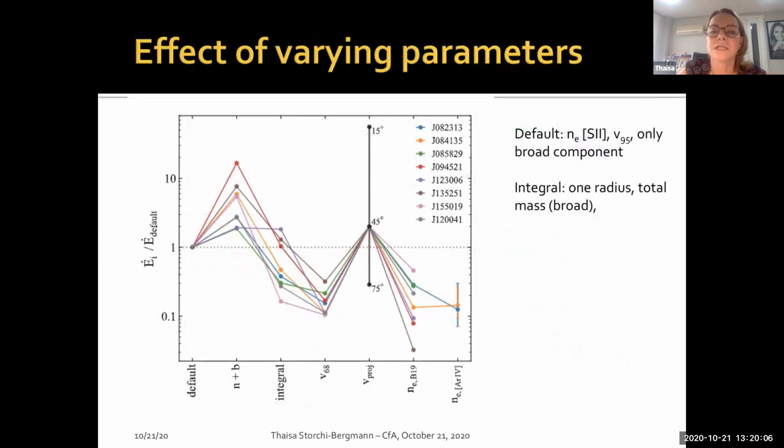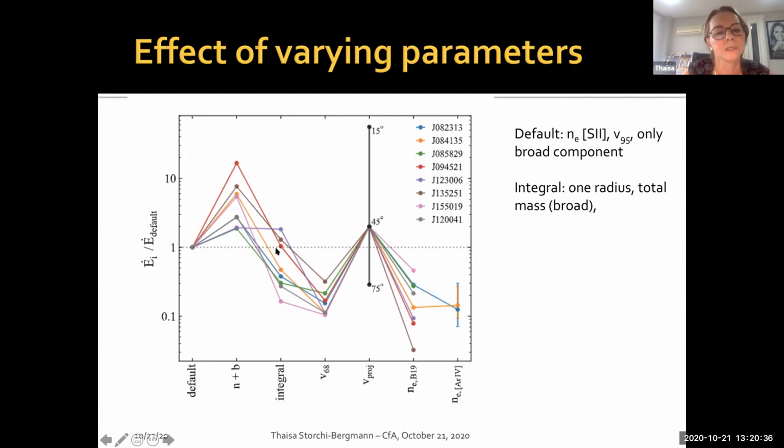And Bruno did a study here of what happens if we call the method that I just described the default method to calculate the power of the outflow. If we vary conditions in the calculations, how does the power vary? If you add the narrow component to the broad component, then we increase the power.